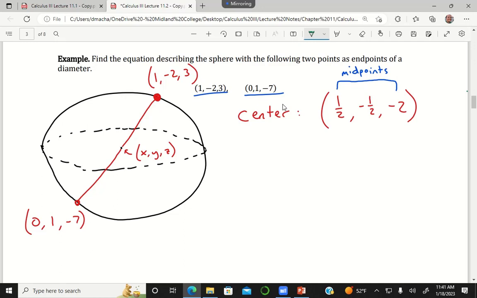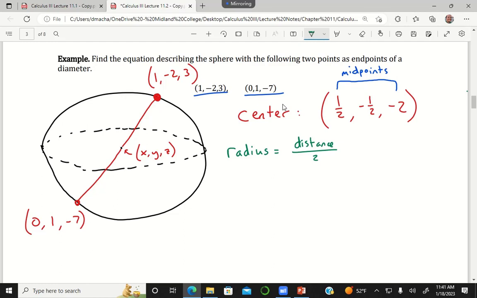Half the diameter. Yeah, it would be half the diameter. How do I find the diameter of the sphere? What's the distance between those two points I was given? Yeah, the distance between the two points I was given, that's the diameter of the sphere. So we're going to have the radius as the distance between my two points divided by 2.